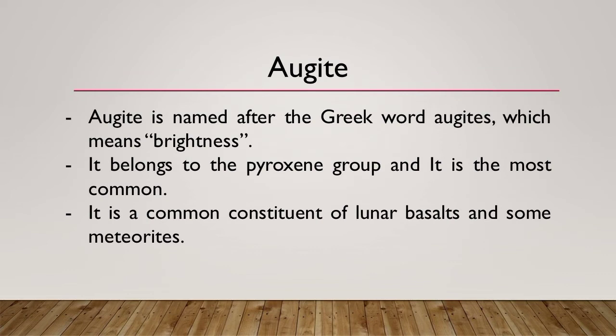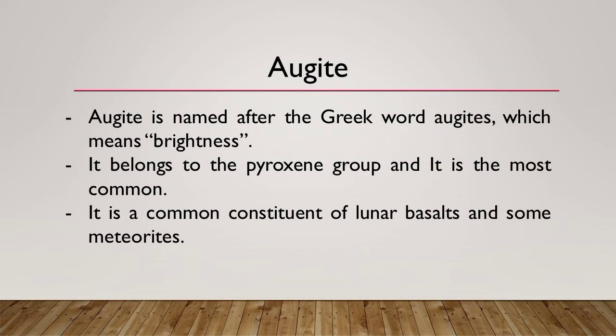Next is augite. Augite is named after the Greek word augites, which means brightness. It belongs to the pyroxene group and it is the most common. It is a common constituent of lunar basalts and some meteorites. So, ibig sabihin nito, yung augite daw is galing sa Greek word na augites, na ang ibig sabihin ay brightness.